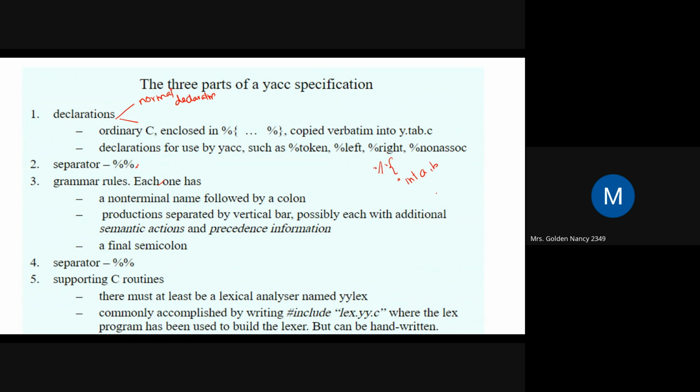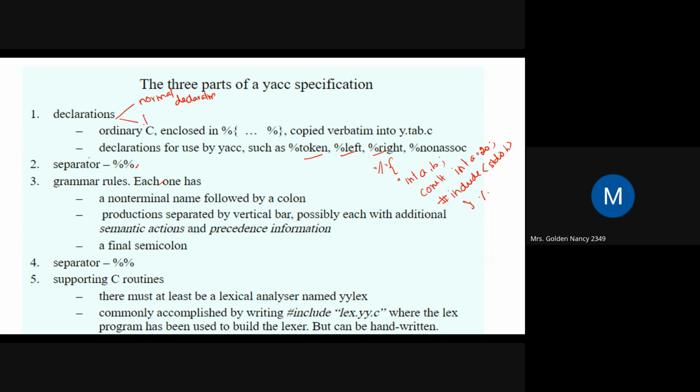Then if you want to declare some tokens or constants, you have to use a const keyword, like int A is equal to 20. And if I want to include some header files, like hash include stdio.h, or any header files I need to process the program, I can include them in the normal declaration part. Other declarations like tokens, left parenthesis, right parenthesis, can also be declared inside the declaration. That is the next part.